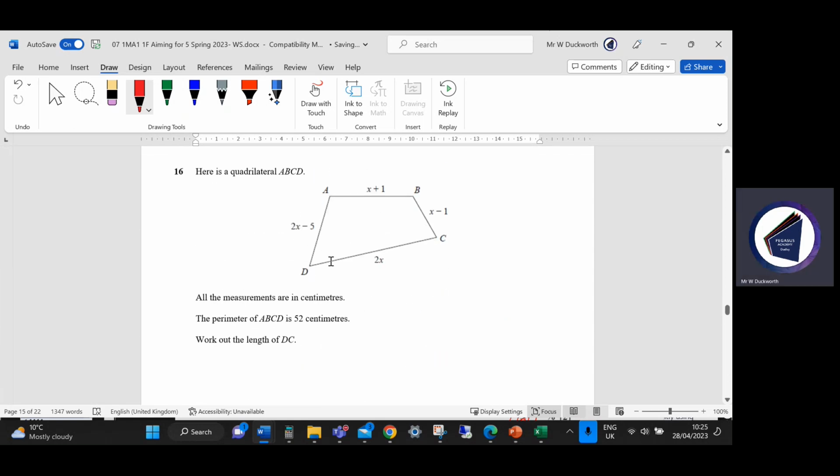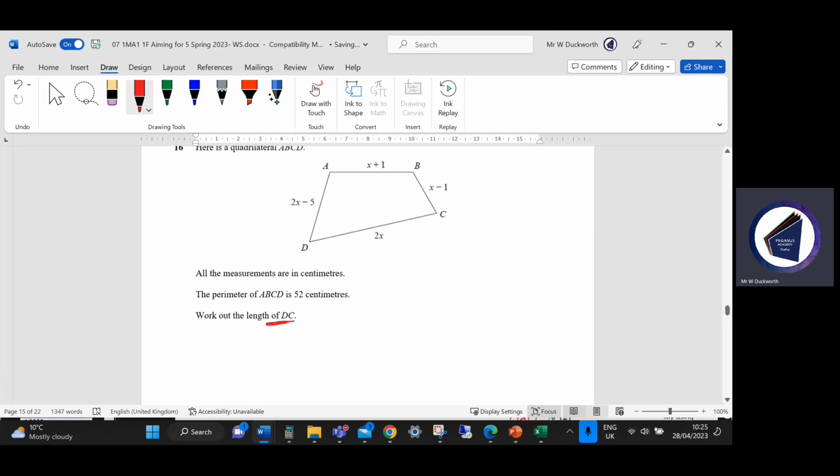Question 16. Here is a quadrilateral. All measurements are in centimeters. The perimeter is 52. Work out the length of DC. Okay, I'm going to underline that because I will struggle, well, not struggle, but making sure that I remember that.